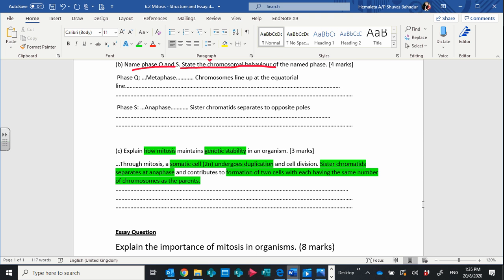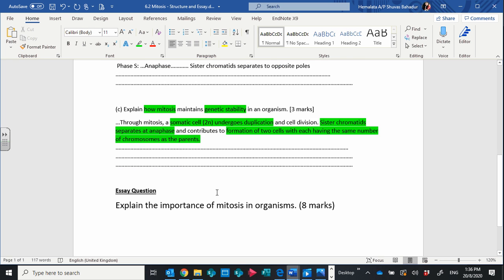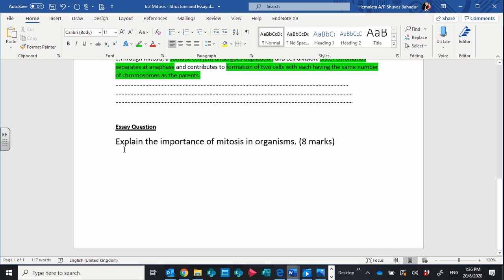Most of you talk about other things, for example, you talked about prophase, metaphase, anaphase, and telophase. They are not asking you how this process occurs, but rather how mitosis maintains the 2n. Genetic stability means 2n and 2n all the time. It doesn't reduce.